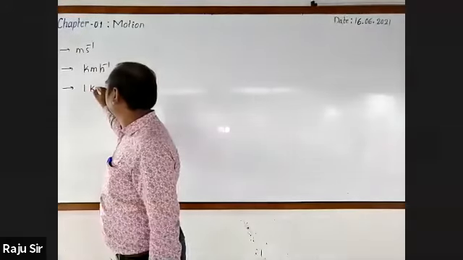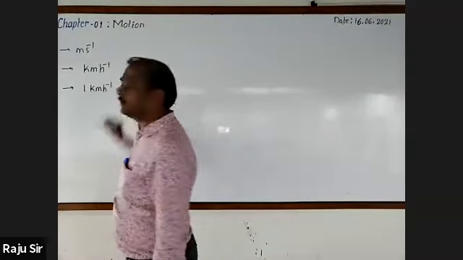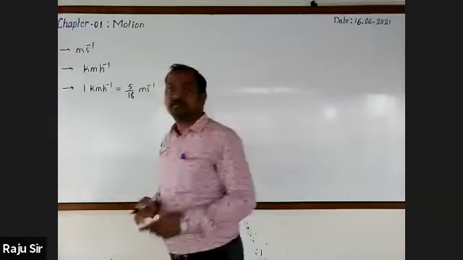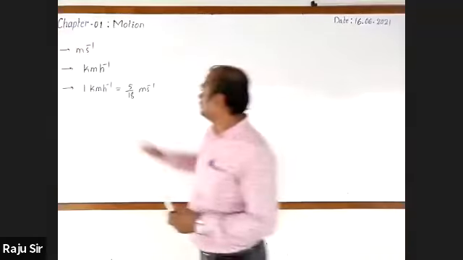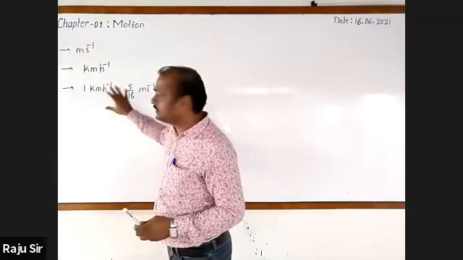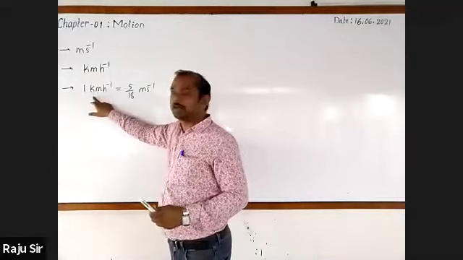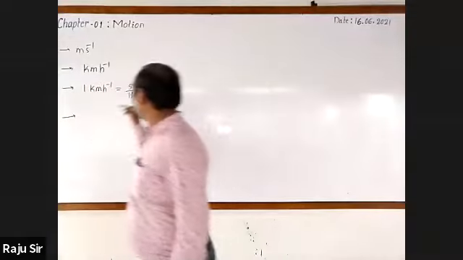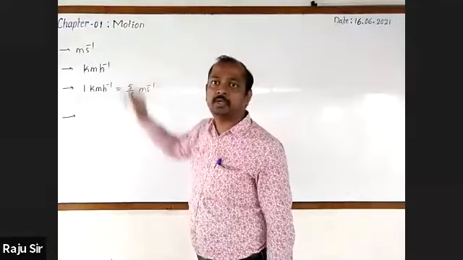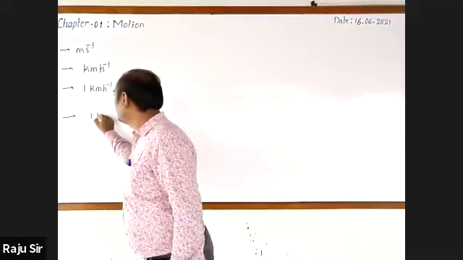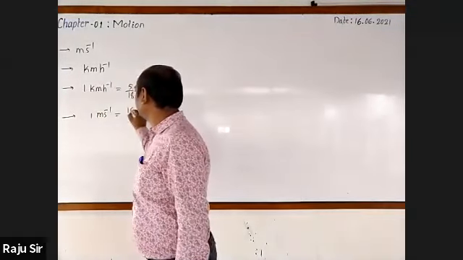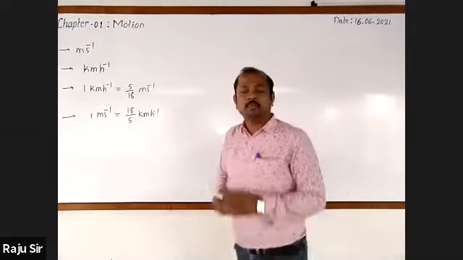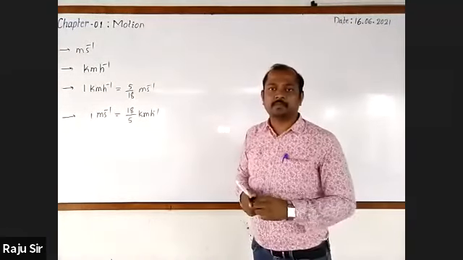1 kilometer per hour is equal to 5/18 meter per second. So this conversion is used for converting kilometer per hour into meter per second. Next, to convert meter per second into kilometer per hour, we use 1 meter per second equal to 18/5 kilometer per hour. We took a few examples as well.